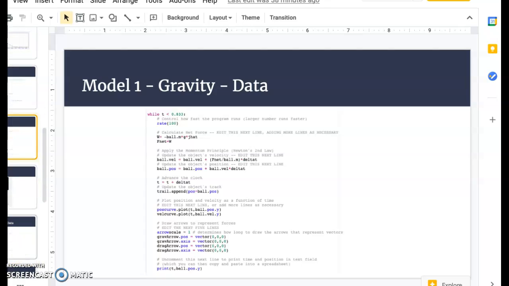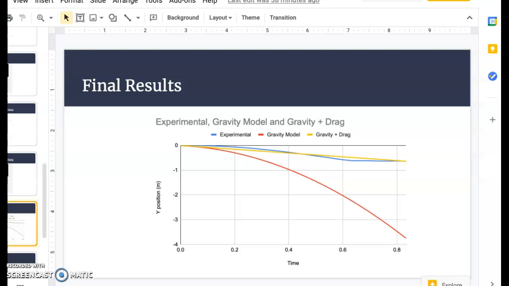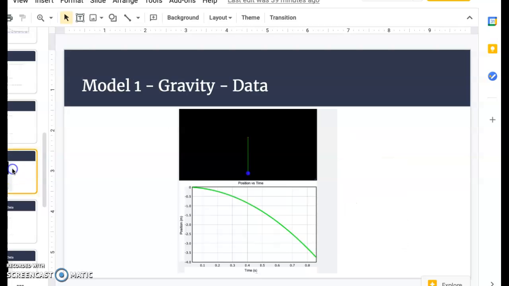Now, if you compare this model to the experimental data, you can see that the model overpredicts the falling distance. This means that air could exert a force, known as a drag force, and as a result, we create another computational model. Before we move on, this is the data that was outputted from the gravity model, and this is the graph of position versus time.